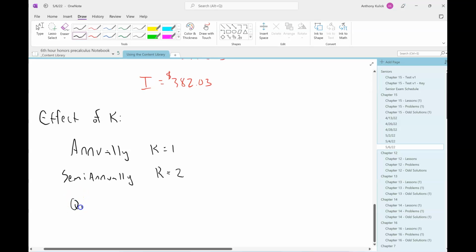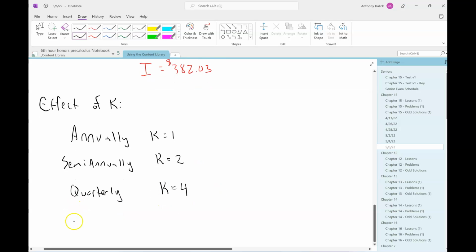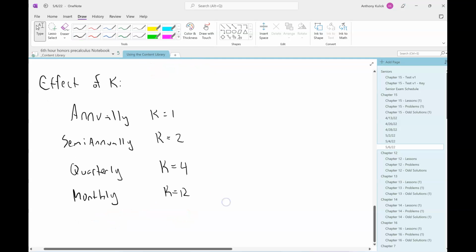Another common one maybe is quarterly. So there K is 4. Monthly, what would K be there? 12. What if it was weekly? 52. And what if it was daily? 365.